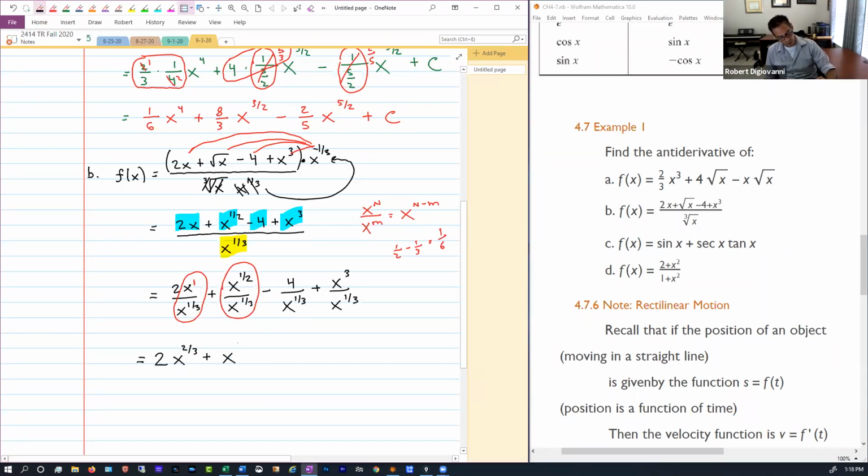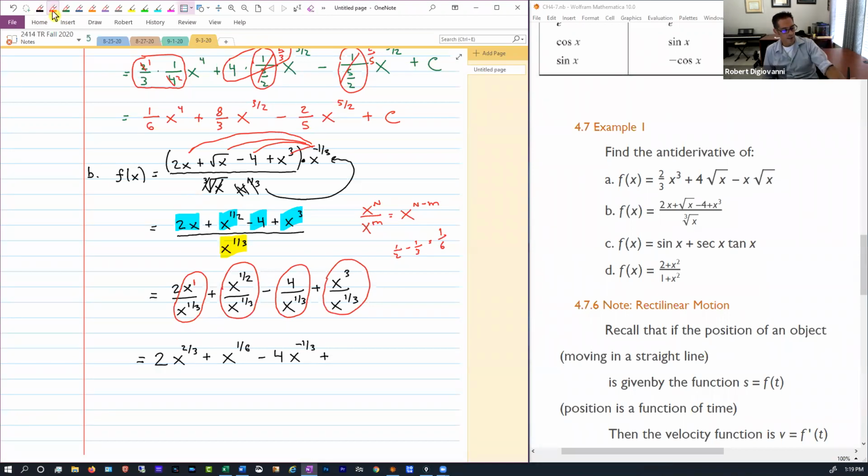X to the 1/6. And then minus, now this next one is a little interesting because you don't have an x on top, do you? But here you just take that x to the 1/3 and push it to the top like Omar did earlier. So that just becomes 4x to the negative 1/3. And then finally, we're going to take 3 and subtract a third from it.